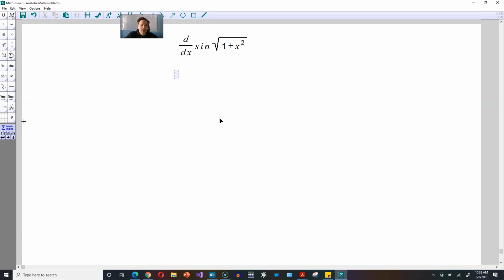Welcome friends, the differentiator here with respect to x of sine of the square root of 1 plus x squared. You really should pause the video and think about how to do this on your own. As a clue though, you would have to use the chain rule twice. So let me show you the solution then.